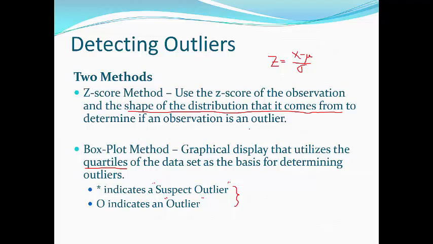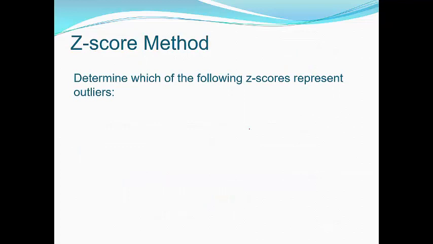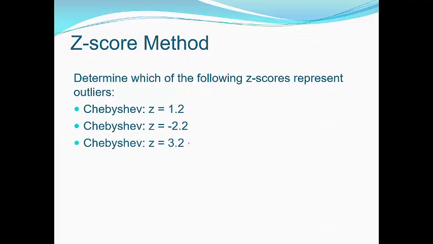So let me give you a couple examples. Let's start with the z-score method. And here's how I'm going to do it. If you're working with Chebyshev and you have a z-score of 1.2, is that an outlier? Now keep in mind what that's saying. The observation falls 1.2 standard deviations from the mean. No, that's not an outlier. Chebyshev says if it's outside of 3. Okay, not an outlier. Not an outlier. It's 2.2 standard deviations below the mean. There we go. That's an outlier. Okay, 3.2 standard deviations above the mean.